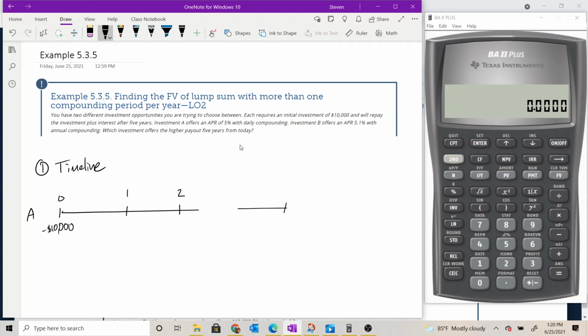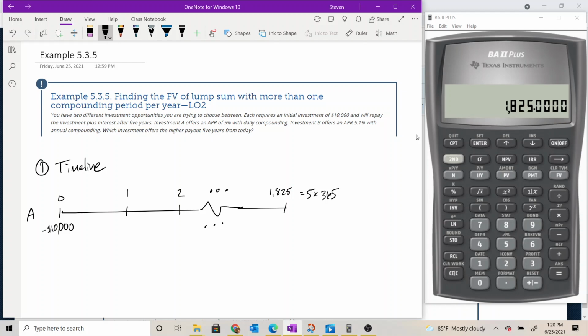So this first tick mark means one day after making the investment. The second tick mark is 2 days after making the investment. And then that is going to keep happening for 5 years. So we have to figure out how many days are in 5 years to figure out what the last tick mark is on our timeline. And we can do that by taking 5 years times 365 days per year. And that is going to be 1,825 days, or we're going to get paid interest 1,825 times over the course of this investment.